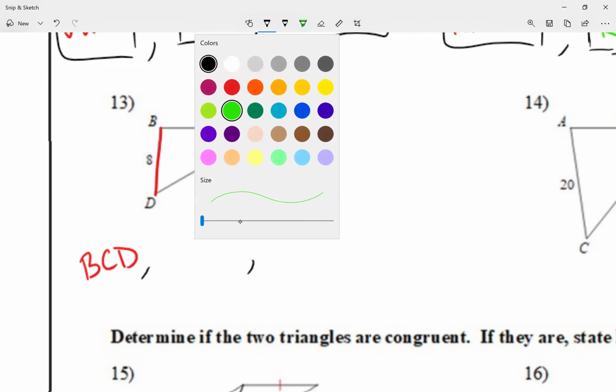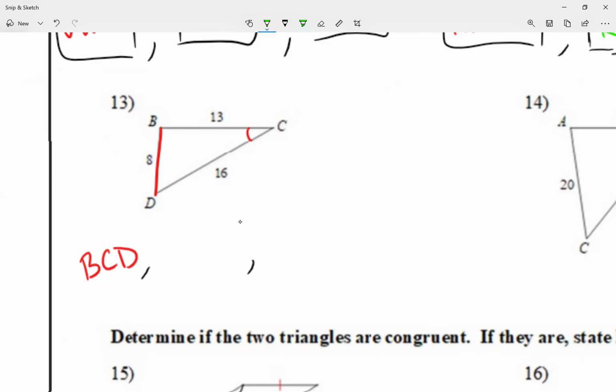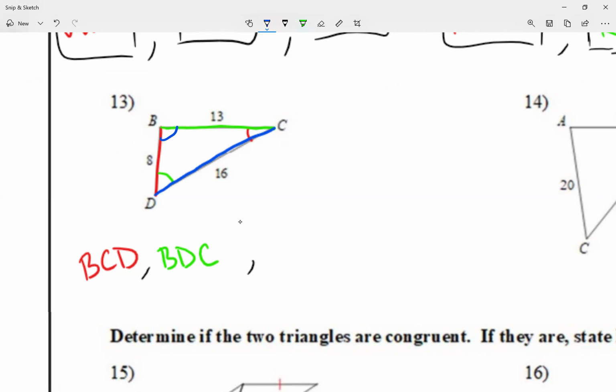Okay, medium side. After 8, we follow with 13, which is opposite, right? Far away from this corner. I'm going to use all three letters with D in the center. So I'm going to call this BDC. And lastly, the big side is 16, which is opposite from this corner. I'm going to use all three letters, leaving B in the center. So I'm going to call this DBC. Like I said, all three letters always works. The lazy way sometimes.